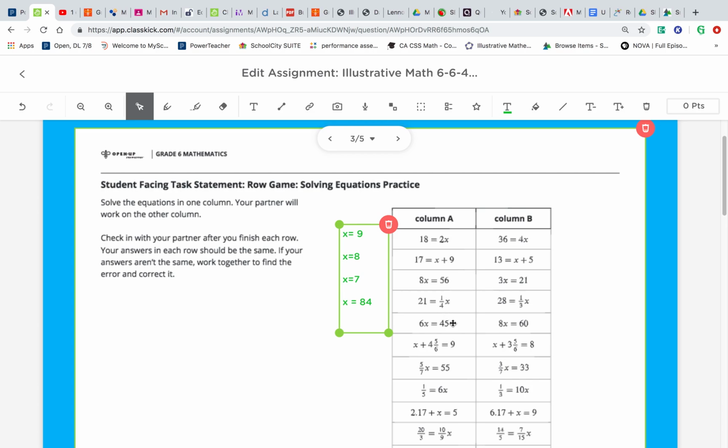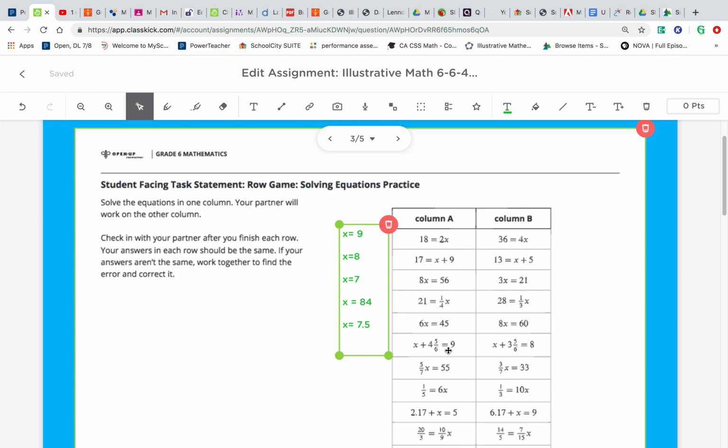It goes into 42 7 times. And it goes into 48 8 times. So 45 is right in the middle of 42 and 48. So what we need is a number that's right in the middle of 7 and 8. And that's 7.5. Okay. All right. Next one here.